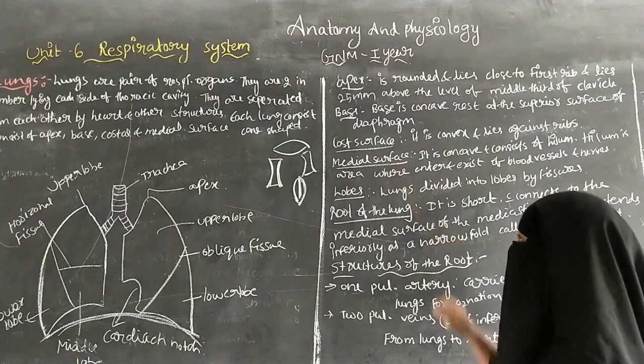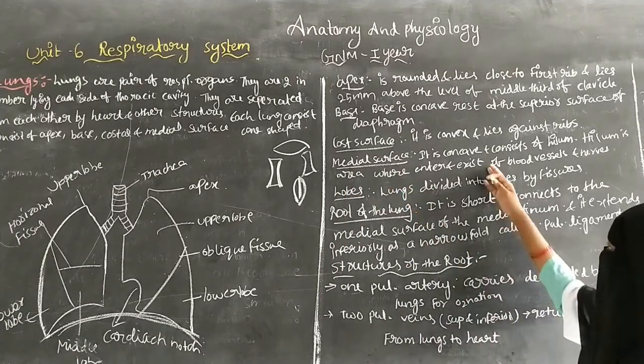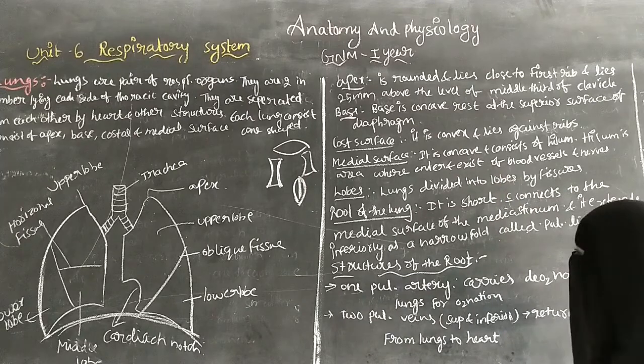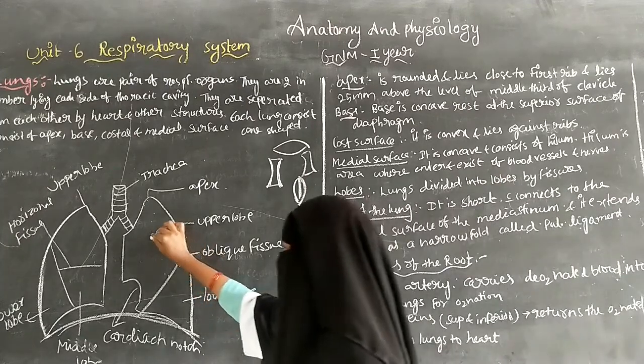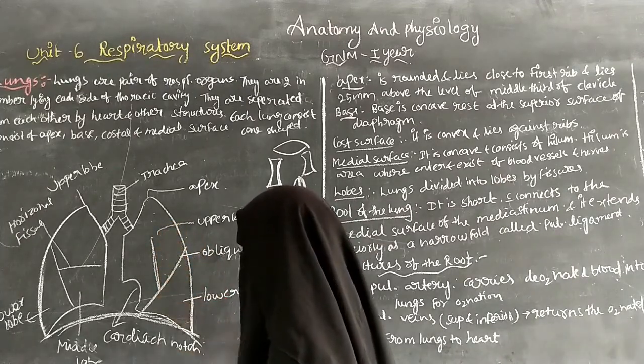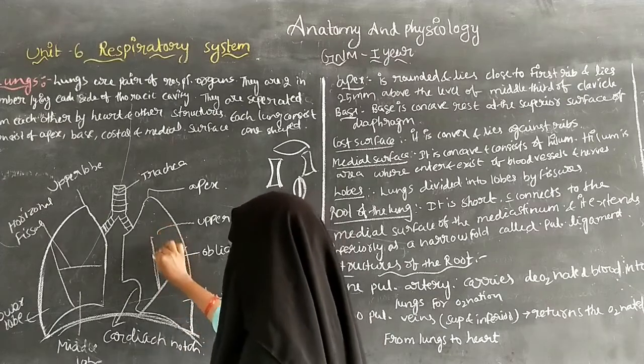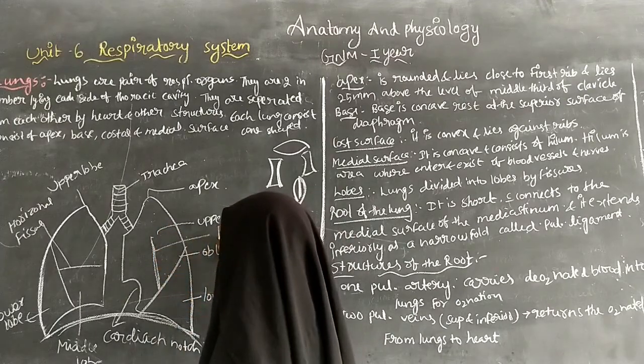And the next one is the medial surface. It is concave and consists of the hilum. So in this medial surface of the lung, the hilum is situated.